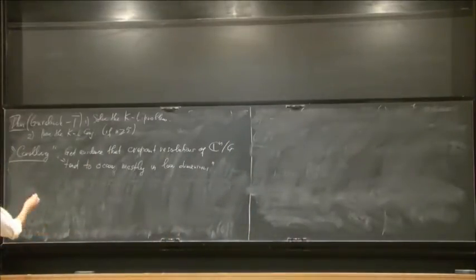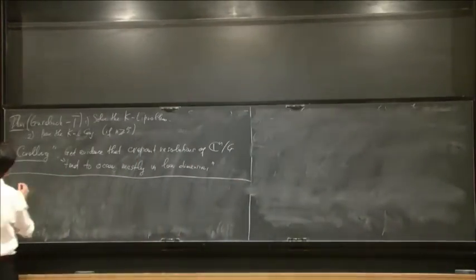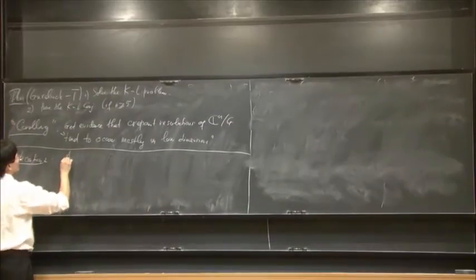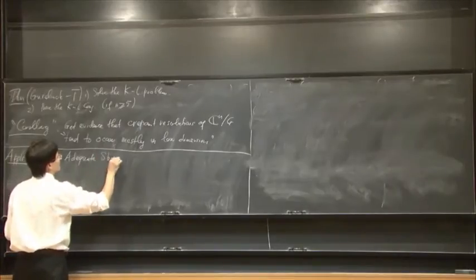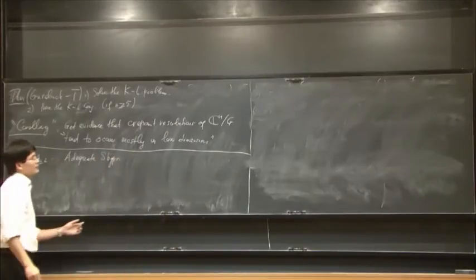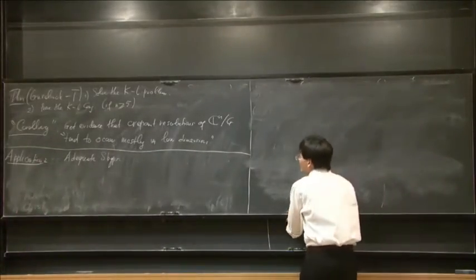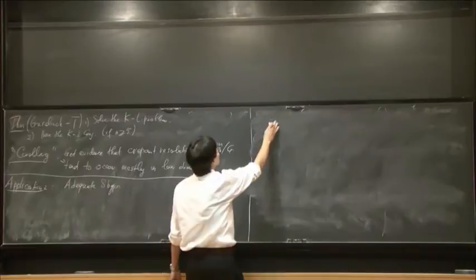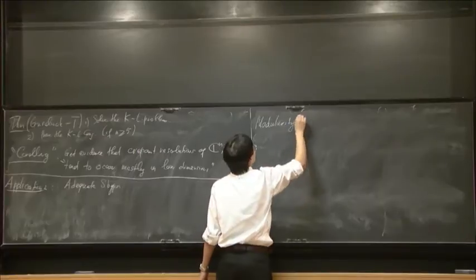Right, so here's one application. And another application that I want to mention is about the notion of adequate subgroup. Let me mention that the proof of Andrew Wiles of Fermat's Last Theorem used some result which was proved by Richard Taylor and Andrew Wiles, which you know as the modularity lifting theorem.